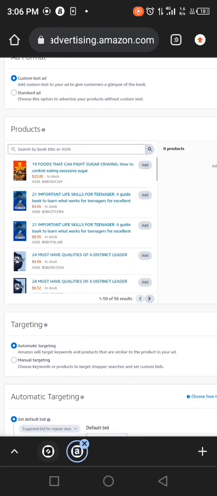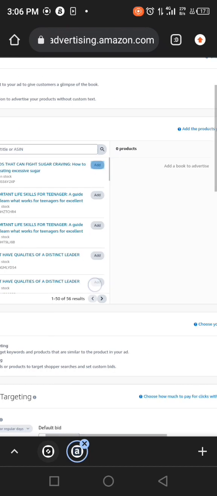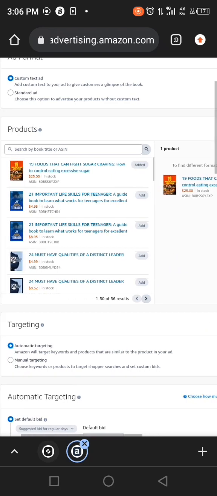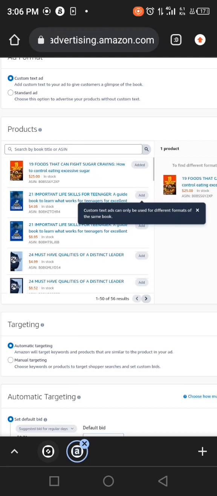Let's just say this book is on 19 foods that can fight sugar craving, and this one is 21 important skills for a teenager. As you can see, they are different books. They're not even the same book, not to talk of being in different formats, okay? They're not the same book in any way, and you cannot run this advert for the both of them. As you can see, custom text ads can only be used for different formats of the same book. I hope this explains this better, okay?